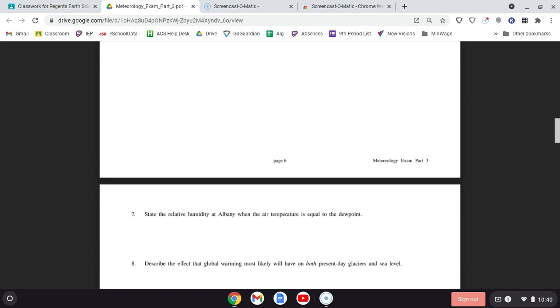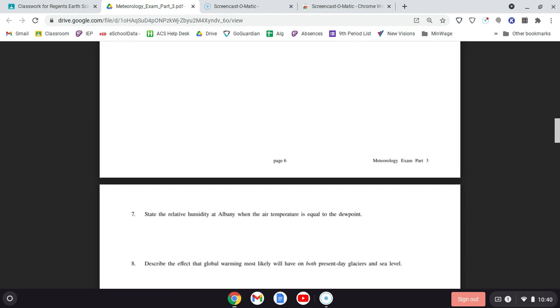There's always something about the relative humidity when the air temperature is equal to the dew point. I know he's talked a lot about that. I'm going to look at when the air temperature is equal to the dew point.